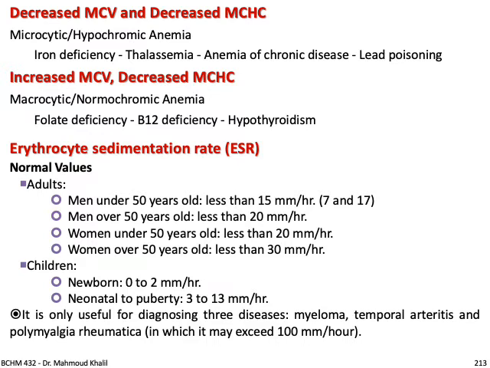The ESR, erythrocyte sedimentation rate, these are the normal values for adults and children. You don't need to memorize these normal values. It's only useful for diagnosing three diseases: myeloma, temporal arthritis, and polymyalgia rheumatica, in which it may exceed 100 millimeters per hour.